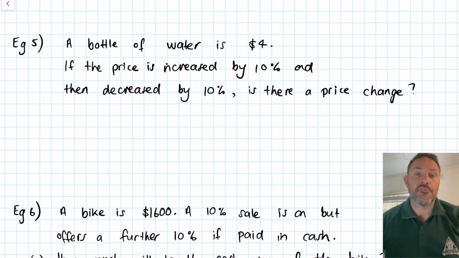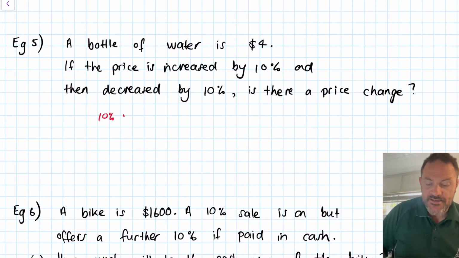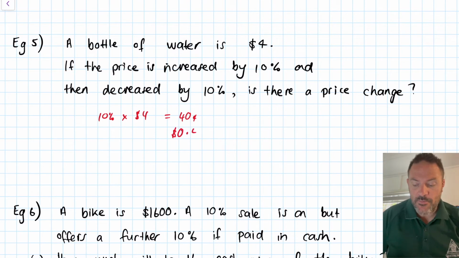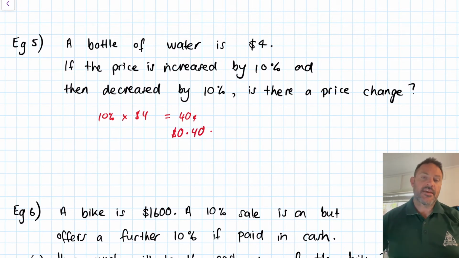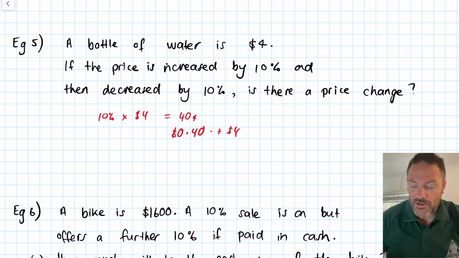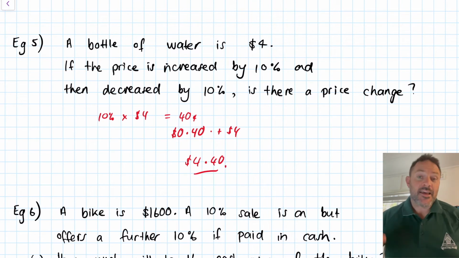What is 10% of $4? Well, 10% of $4 is going to end up being, well, that's 400 cents, right? It's going to be 40 cents, or $0.40. That's what our amount's going to be. So I'm going to increase my amount by that. I'm going to add that on to my $4. So I now have a total of $4.40. That could well be GST, couldn't it? That's what the GST is, 10%.